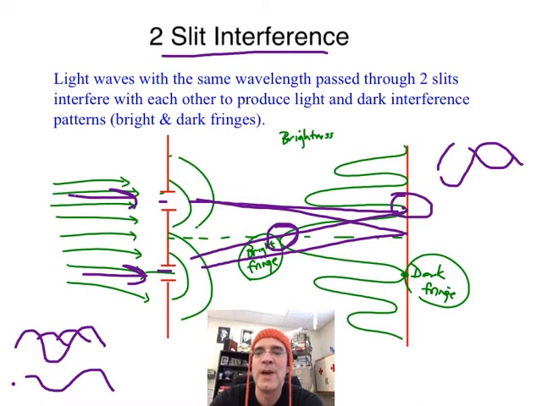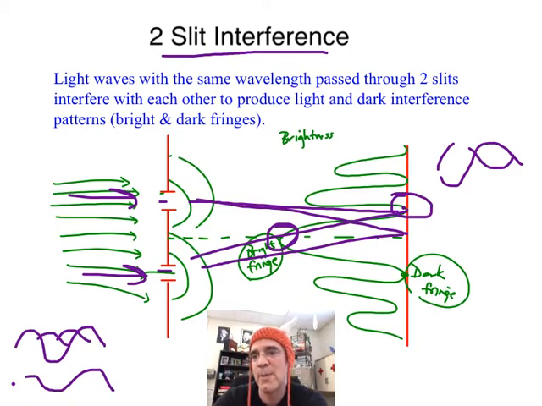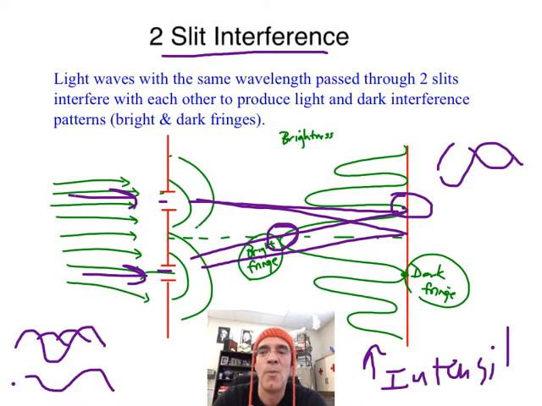As we go up, we get different path lengths from each one, and because they're going different lengths, sometimes they constructively interfere, sometimes they destructively interfere, so we get bright and dark fringes, which we represent by this. This is supposed to be intensity, or brightness is another way of saying it. We have a couple examples in the next frame.